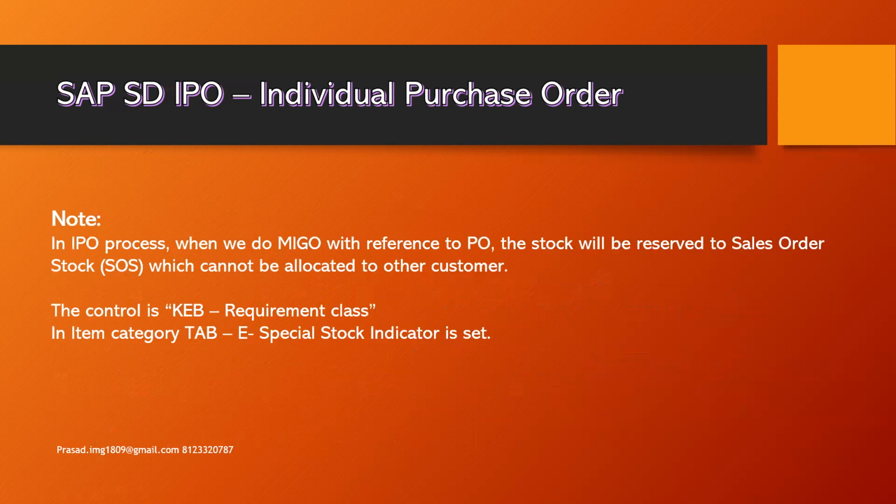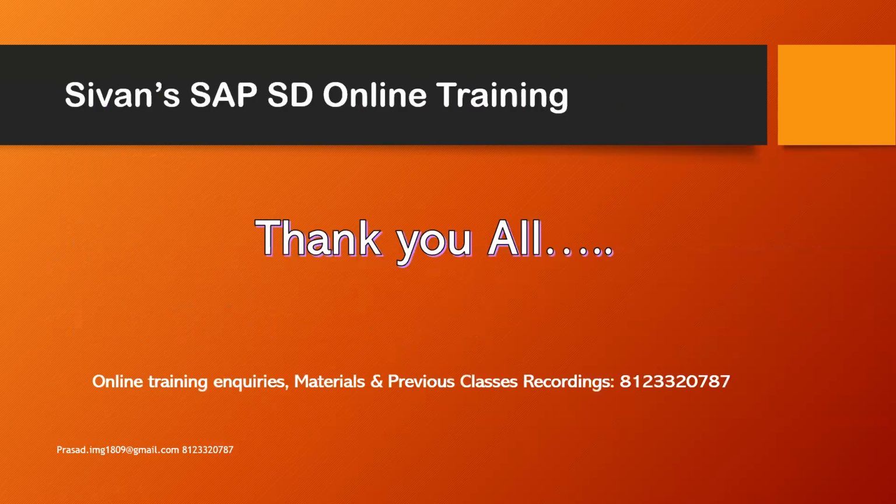So the most important point here we would like to remember is, in the individual purchase order process, when we do the MIGO with reference to the purchase order, the stock will be reserved to sales order stock, SOS. That's what I was explaining to you all. So it cannot be allocated to another customer. Once it is created for this particular sales order and for this particular customer, the same stock cannot be allocated to another customer. And the control is because of the requirement class, as well as the item category TAB, that is E, that is the special stock indicator is set.